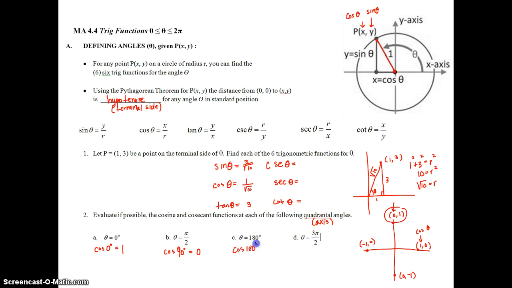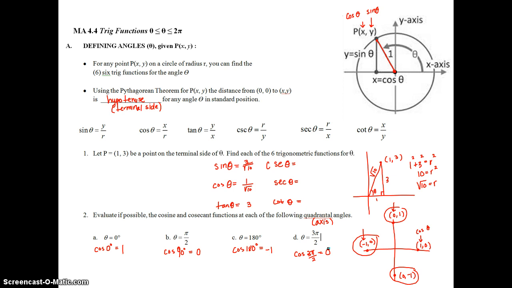Cosine of 180, now we're here. So look again at the x value. That's going to be -1. And of course, lastly, we'll look here. Where's 3 pi over 2? That's at 270 degrees. So what is the cosine of 270 degrees? That's just the x value there, so that's going to be 0.